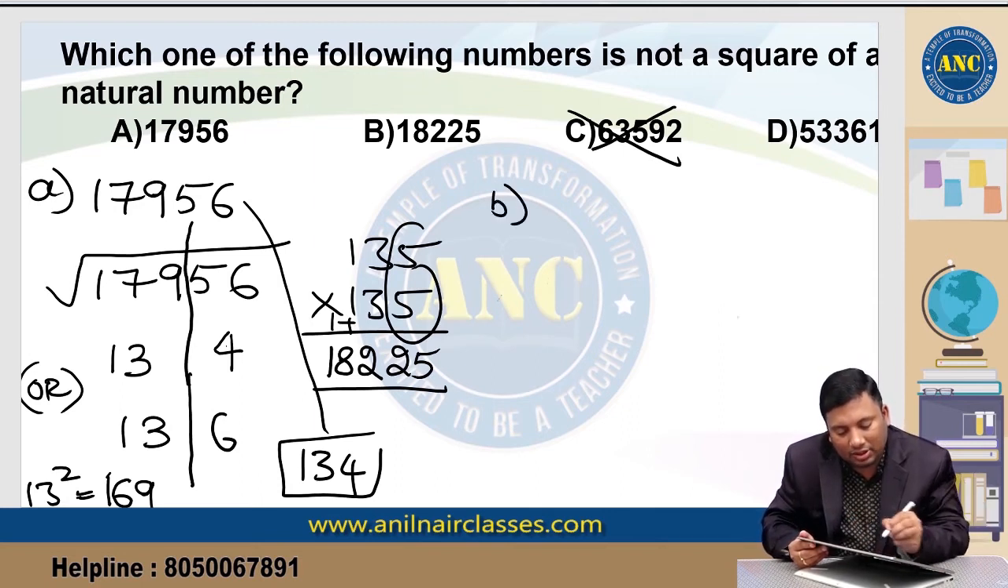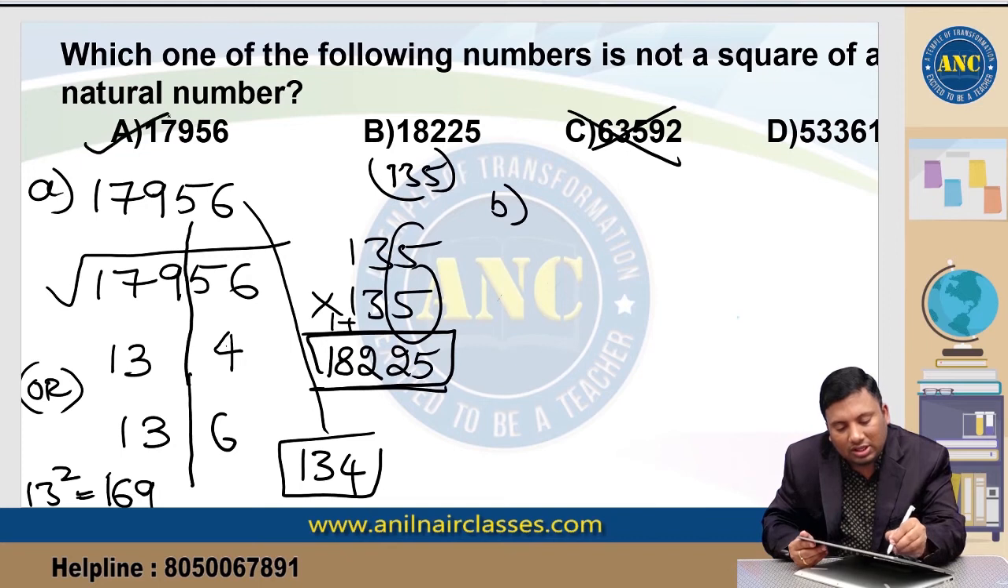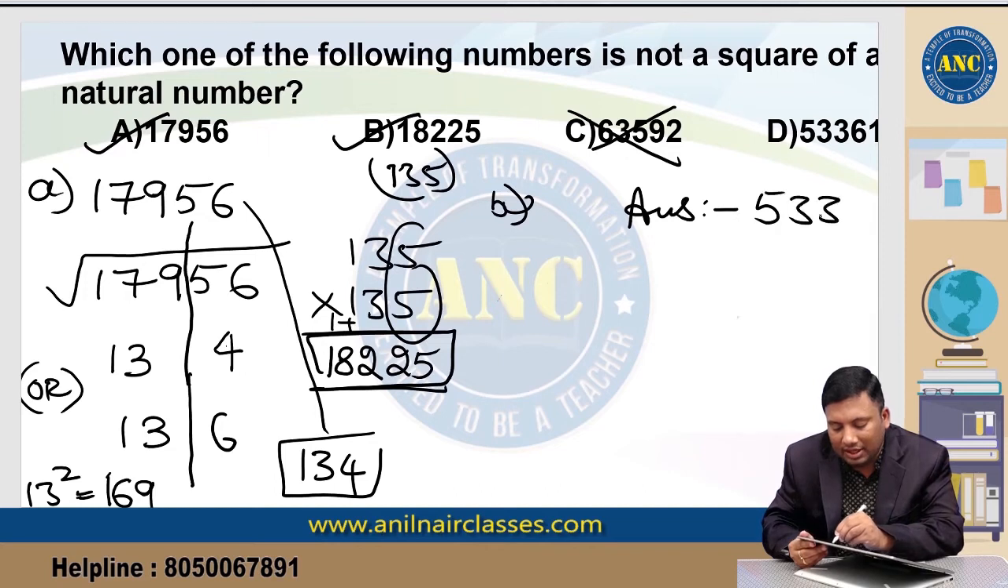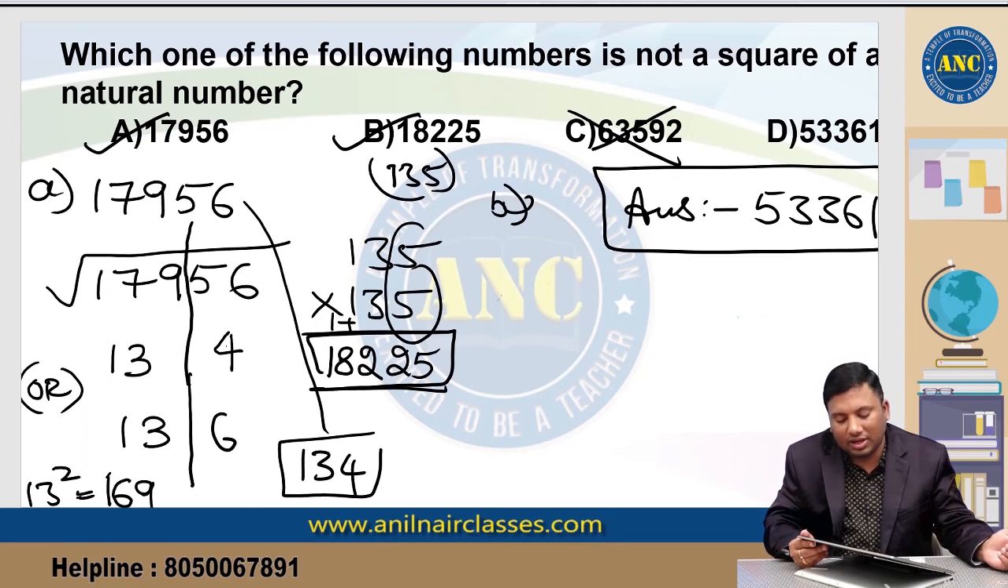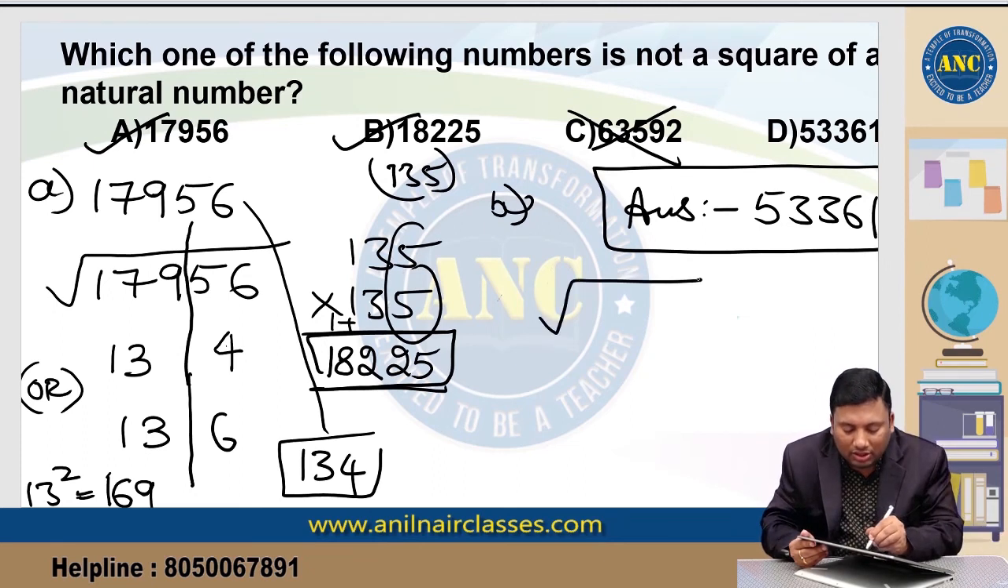What is the second option? Already we got 18225. The second option value is 135. So this is a square, this is a square, this is not a square. So the answer for this question is 53361. If you want to, you can solve it also.